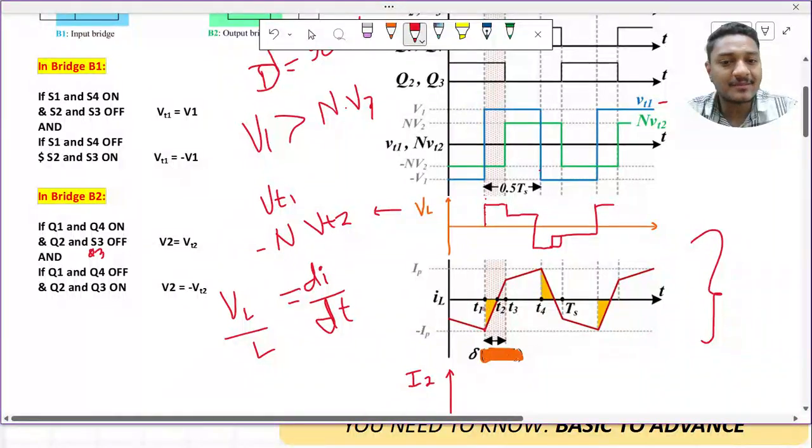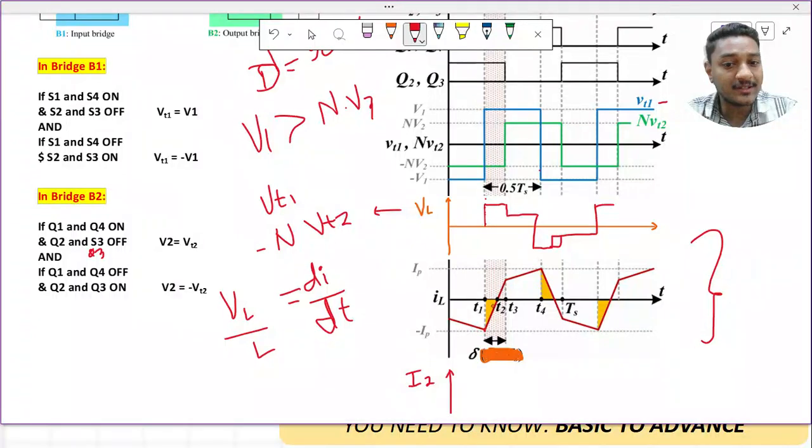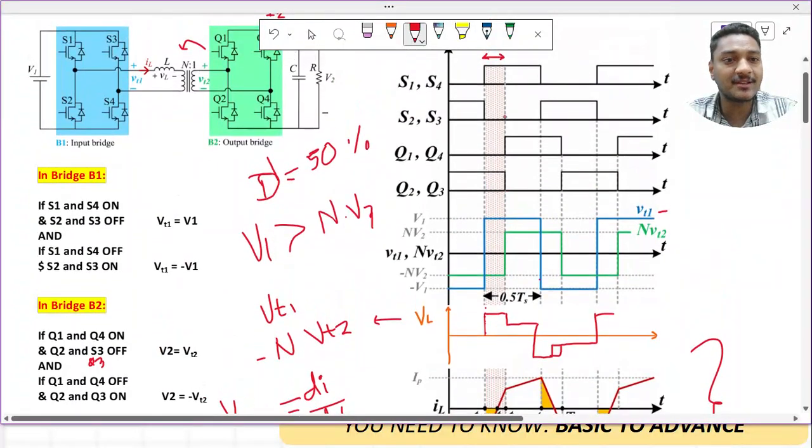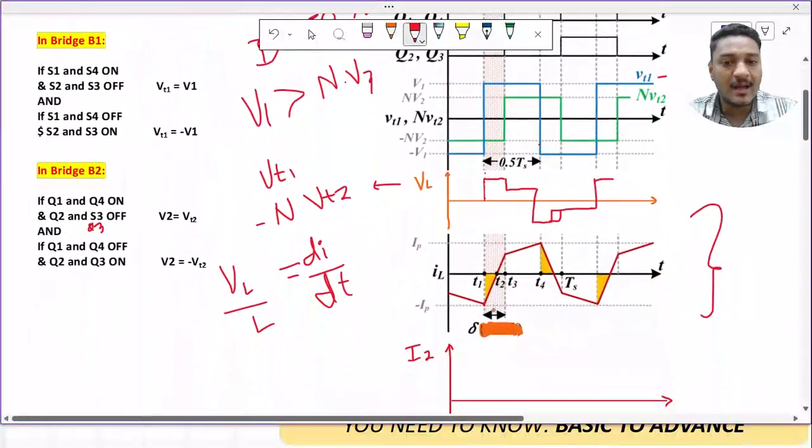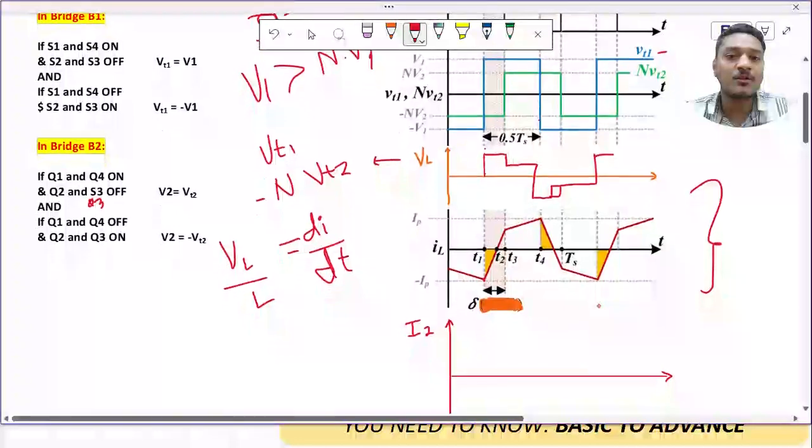Now I have marked some regions here. Let us say this is my T1 time. From T1 to T2 there is a backward power flow, and from T2 to T3 there is an increasing slope. Overall, this duration is my delta, where the overlap of the switches happens. Or I would say this is the phase displacement, the phase shift, between the two bridges. And this overall duration is my TS. So this is how we have drawn the IL.